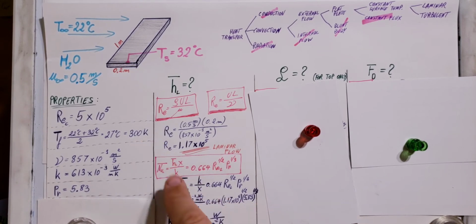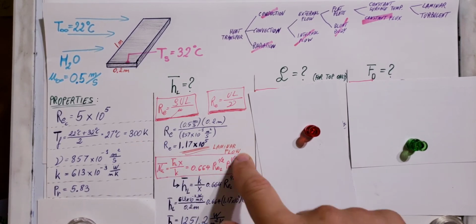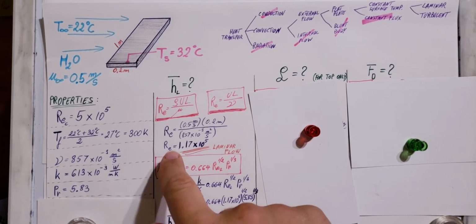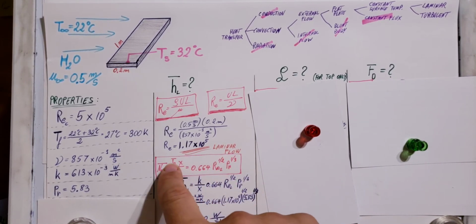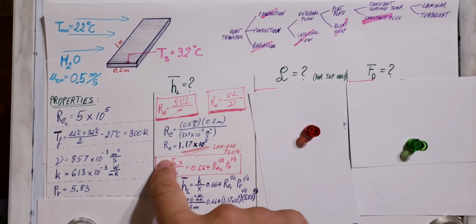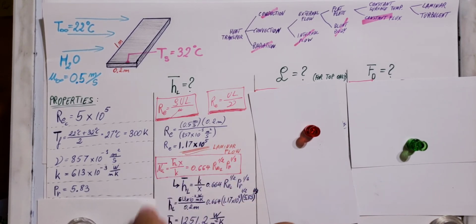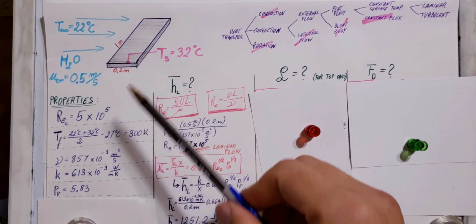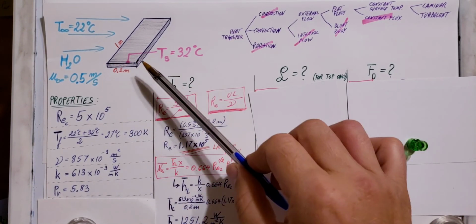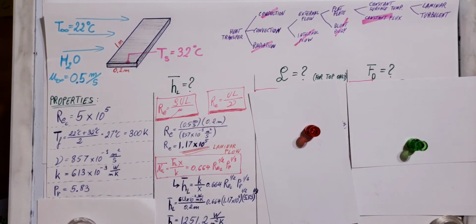1251.2. One point that I should emphasize, make sure that you select the correct formula, because we have formulas for local and we have formulas for average. The local would just give you what you're looking for at a certain point on the plate. The average is for the whole plate.